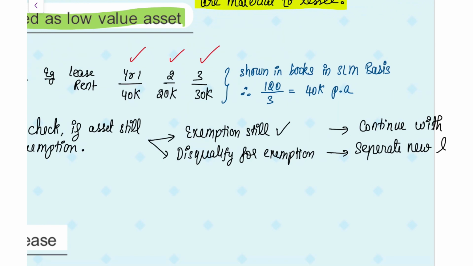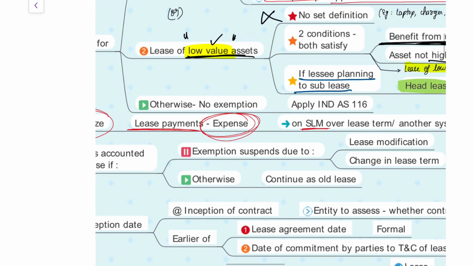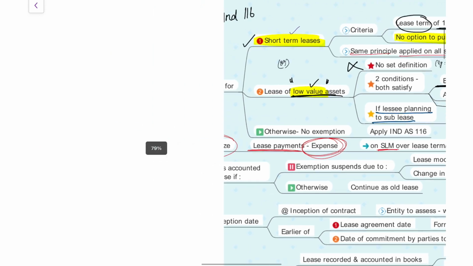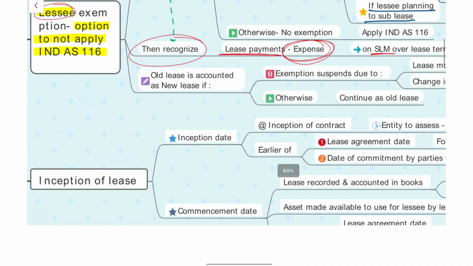You have to show it in your books on SLM basis only. You have to take the total of all the lease payments and amortize it or expense it in a straight line method. So the total of these three is 1,20,000. You are paying 1,20,000 over a period of 3 years, so divided by 3, 40,000 every year you have to record in your books as an expense. So always record it on a straight line basis. I hope you understood this. So here we read about how the lessee has an option to take an exemption. Exemption means you need not apply the provisions of Ind AS 116.